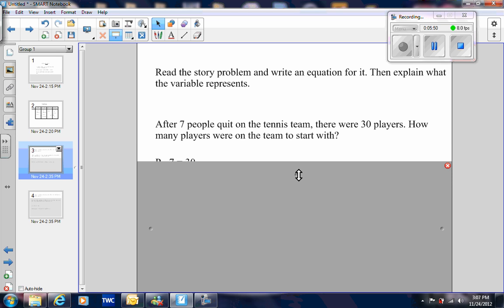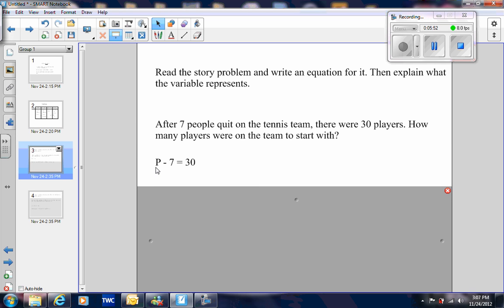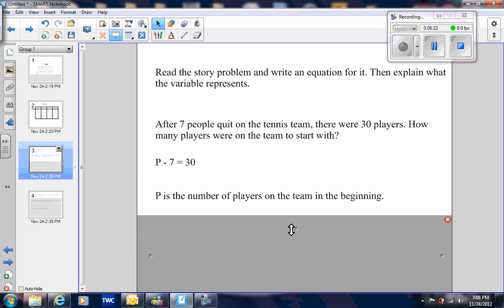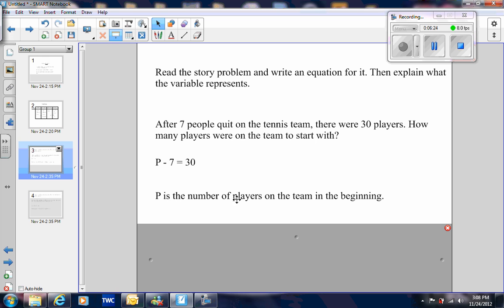So the equation would look like this. Start with P, that's your unknown, and that's where you put your variable, whatever it is that you do not know. Subtracting, because they quit, 7, that's how many players quit, and now you have 30 players. So 30 has to be equal to the number of players you started with minus 7. Okay? All right, so we're half done. We have to explain what the variable represents now. P is the number of players on the team in the beginning. Before anyone decided to quit.